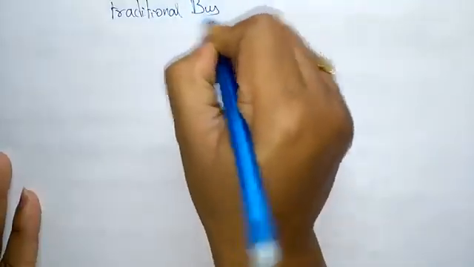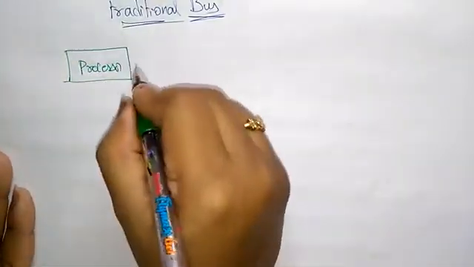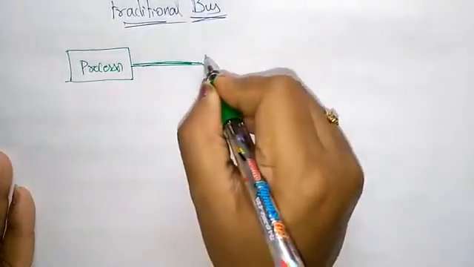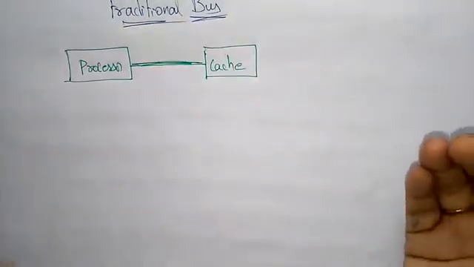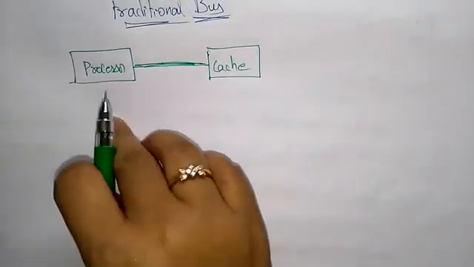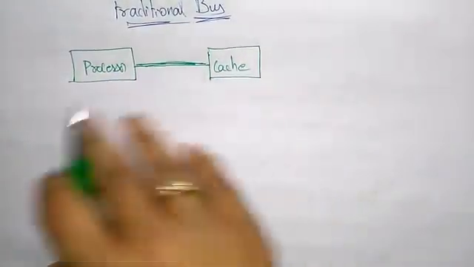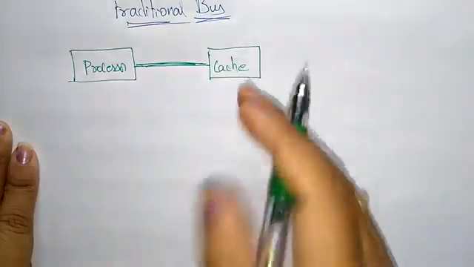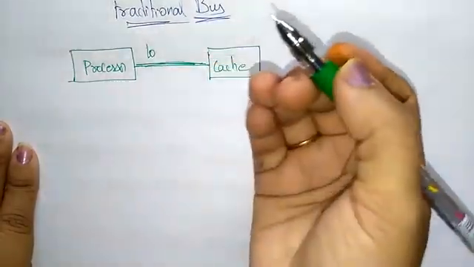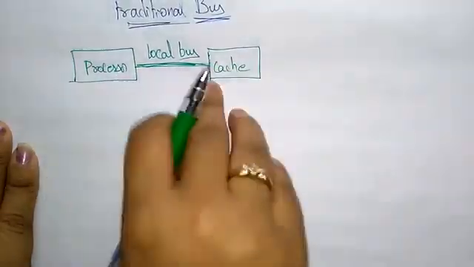A traditional bus. Here, let me take a processor. The processor is connected with a local bus to a cache. Cache is a memory unit, a small memory unit present in the processor. Whatever data the processor wants to execute, or wants to send to other devices, will be stored in the cache. Cache is the fastest storage device after the register. So this local bus connects the processor and the cache.